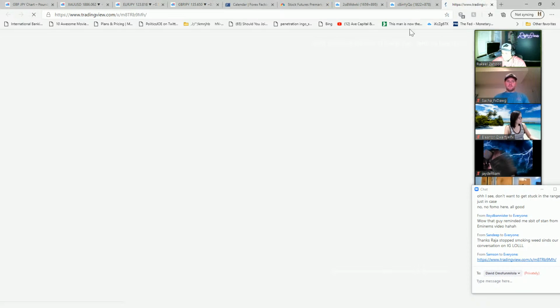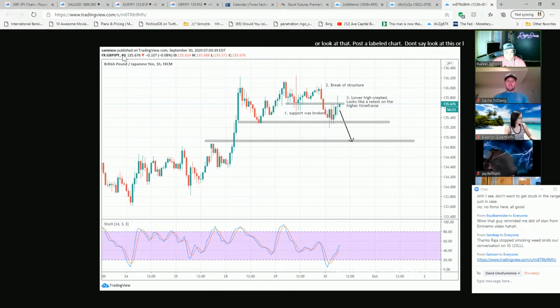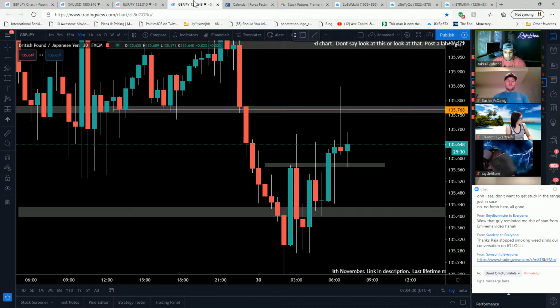All right, let's take a look at this chart. This is GJ 60-minute. Support was broken here, break of structure. Lower high created, looks like a retest on the high time frame. Yeah, I think so too.